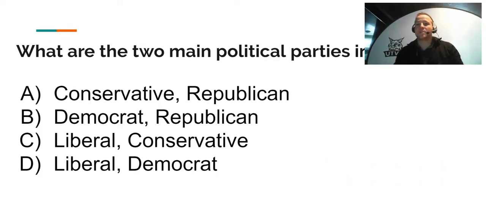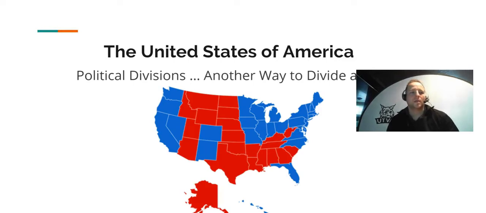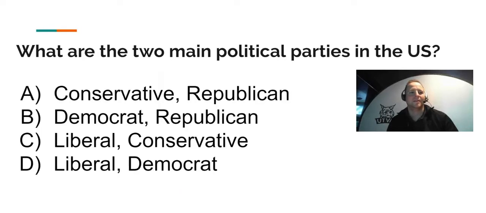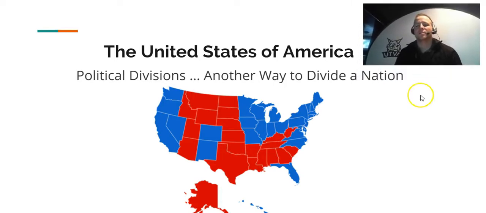Okay, let's go to this next poll question real quick. What are the two main political parties in the United States? Is it A, Conservative Republican, B, Democrat Republican, C, Liberal Conservative, or D, Liberal Democrat? Give you a second to think about that. And the correct answer is, oh, I don't even have the correct answer. Oh wait, I did. Sorry. The correct answer is B. I didn't put it on there, I apologize. So Democrat and Republican are the two major parties.